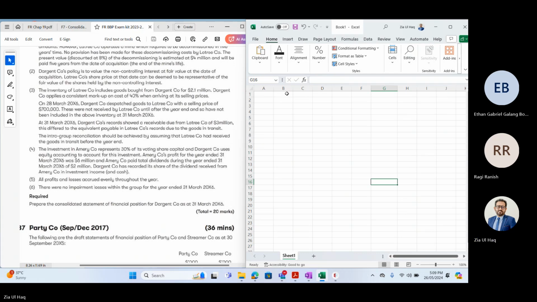So we are here. Dargent company consolidated statement of financial position as at 31st March 20x6.